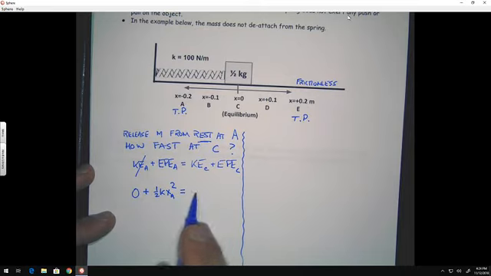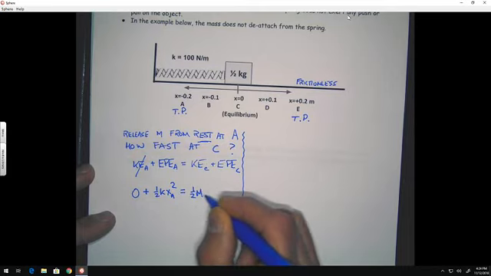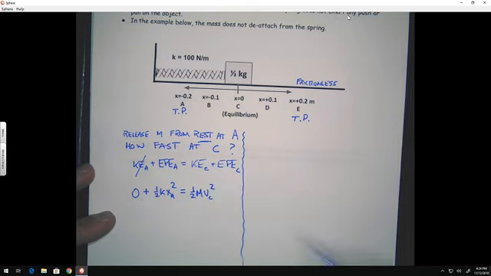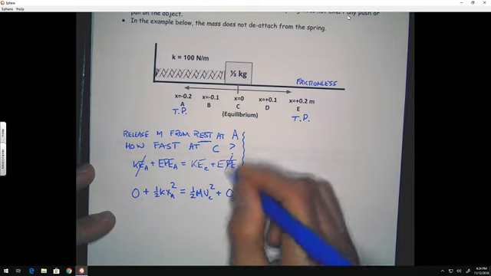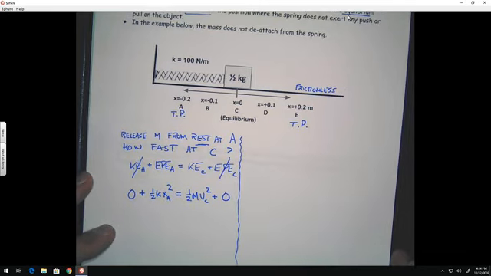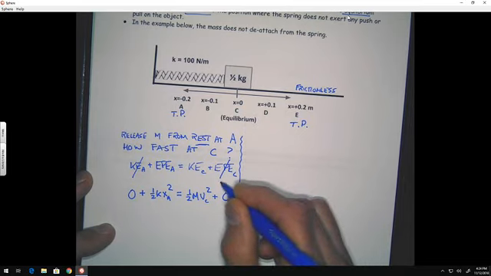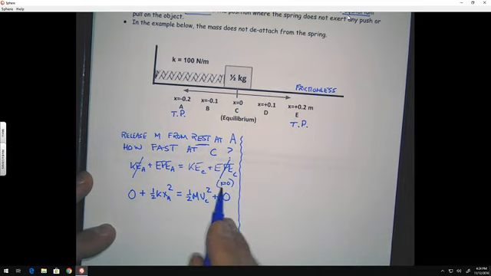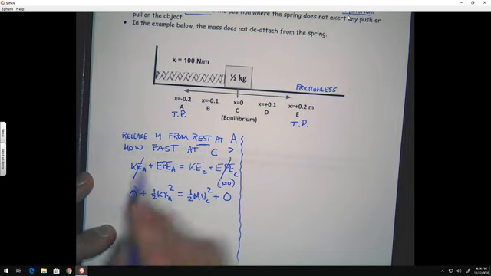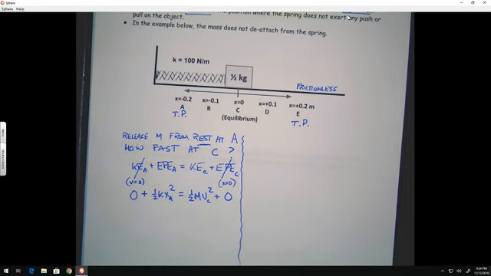When the object passes point C, it's going to have a lot of kinetic energy. So I'm going to write 1/2 m vC squared. And it's going to have 0 potential energy at C. And that's because C is equilibrium and x is equal to 0. So I'll make a note there, and I'll say x is equal to 0, therefore the potential energy is 0. That's just like the velocity being 0 at A. Therefore the kinetic energy is 0 at that point also.